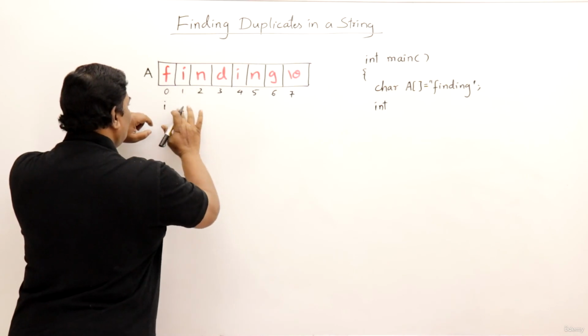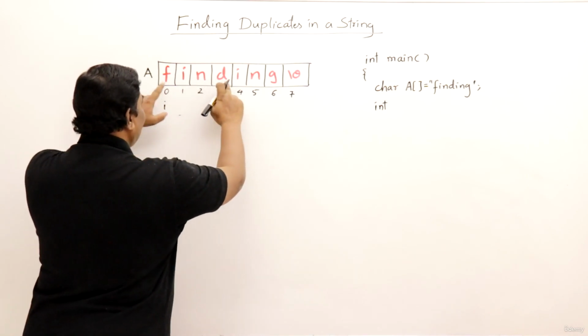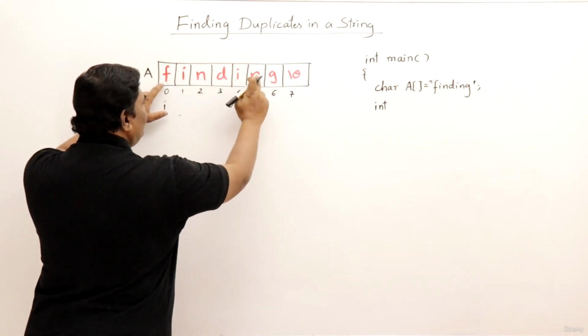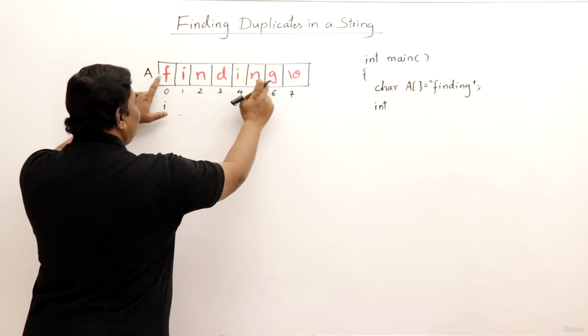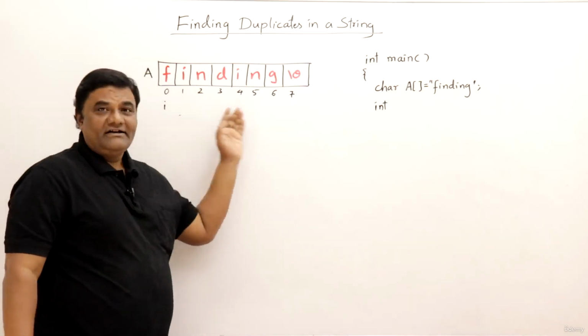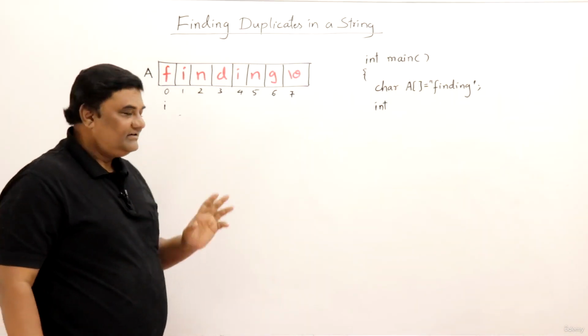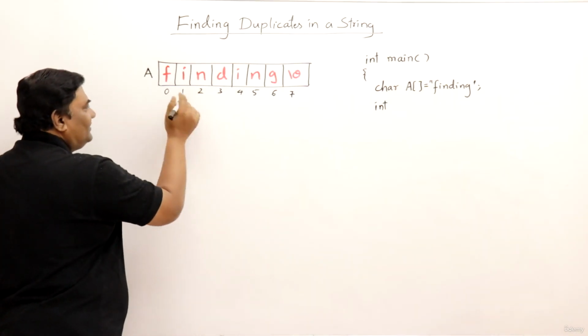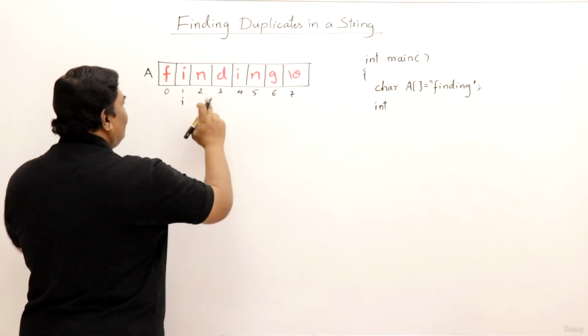Is it F? No. Next character, is it F? No. Is it F? No. Is it equal to this? No. Is this equal to this? No. Is it equal to this? No. We have reached the end. So we have scanned through the rest of the characters in the string, and F is not found. Next we will move to the next character.